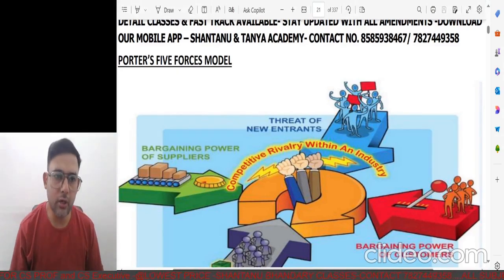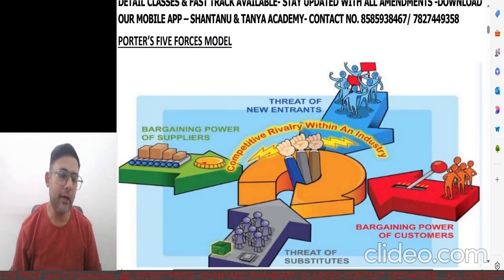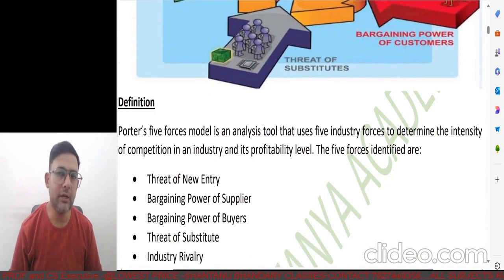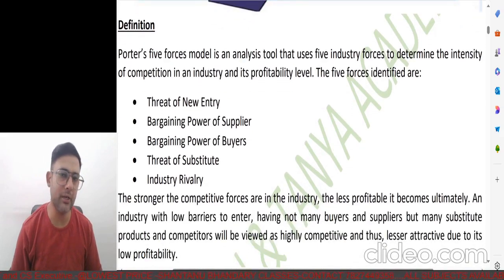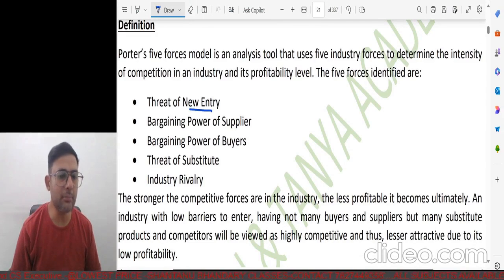So talking about the Porter five forces model, I'll now try and list down what they are. I've already given you a brief introduction about those things, where I talked about the threat of the new entrant, the buyers' power, supplier power, and all of that. So now let's discuss them one by one. First of all, it's mentioned here: the threat of new entry, bargaining power of suppliers, buyers, substitutes, and rivalry.